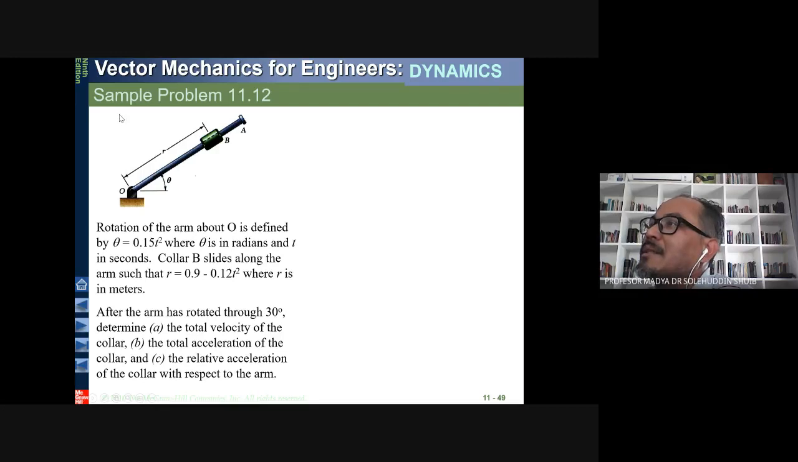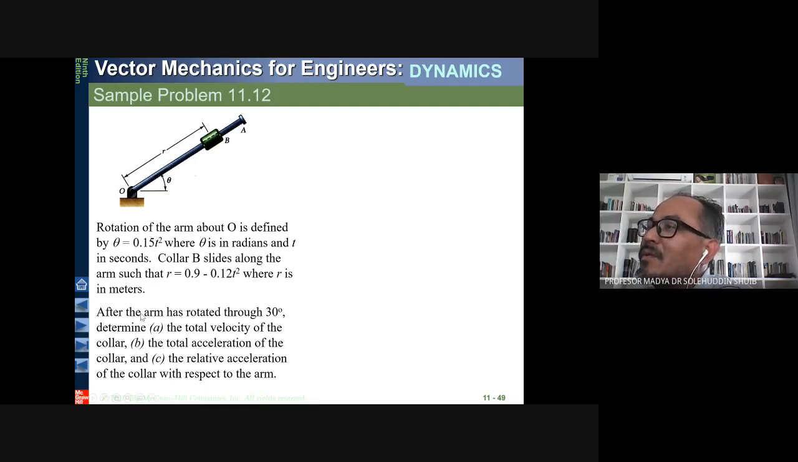Another sample problem is 11.12, which is the application of the concept that we learned just now. We have a rotation of the arm OA defined by theta equal to 0.15 t squared, where theta is in radians. The collar slides along the arm. As the arm is rotated, the collar also slides along the arm with the equation r equal to 0.9 minus 0.12 t squared, where r is in meters.